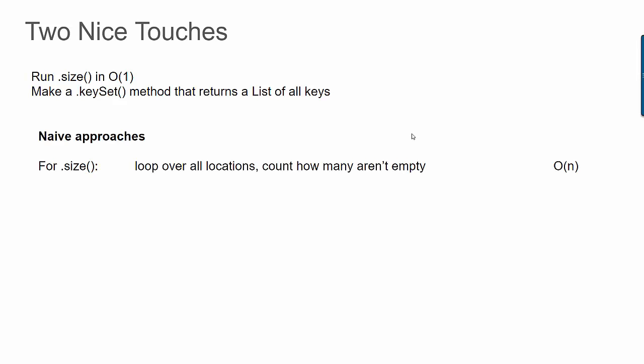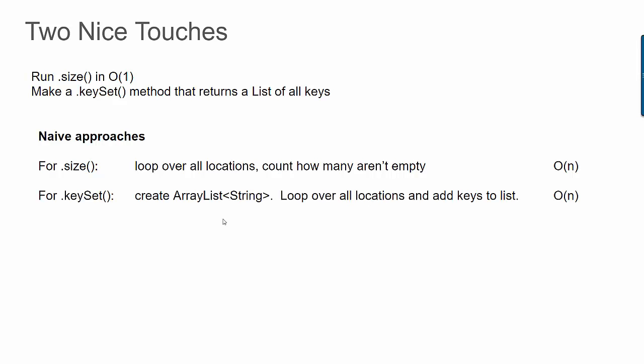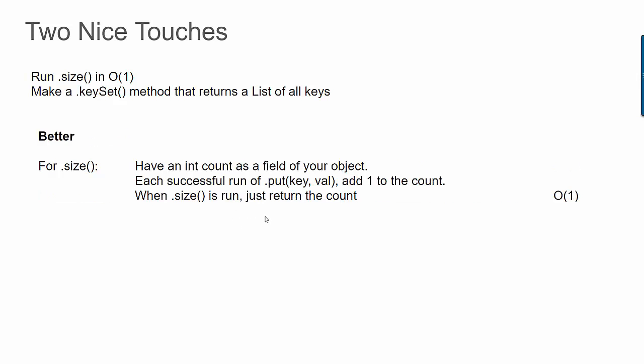So if we were going to think about this kind of naively, we might say, all right, for getting the size, let's loop over all the locations in our array and count how many of them aren't null. And that's the same as how many objects we've ever inserted. But this would run in big O of n time because we're looping over our entire array. Same thing for key set. So for key set, we would loop over everything and add all of the keys that are inside our objects to an array list and then return it. But again, I have to loop over everything.